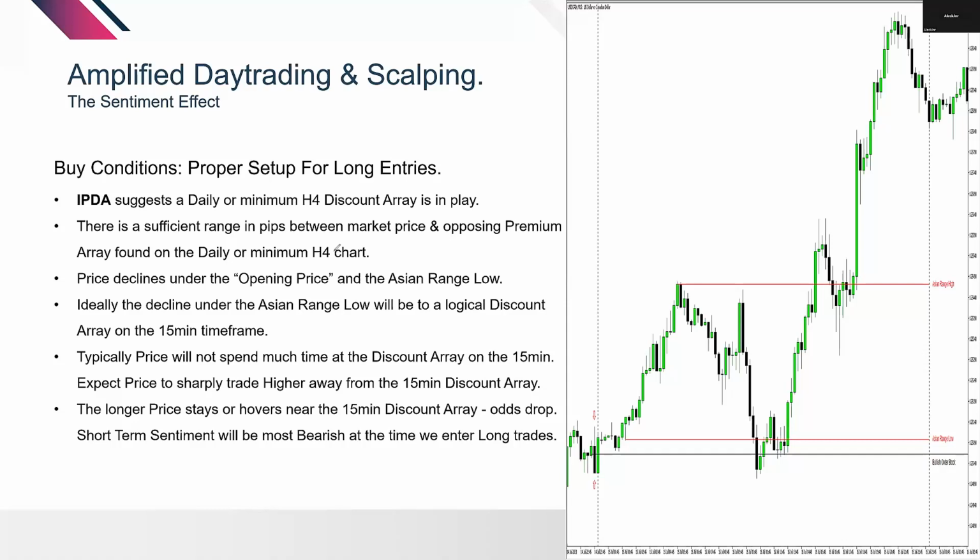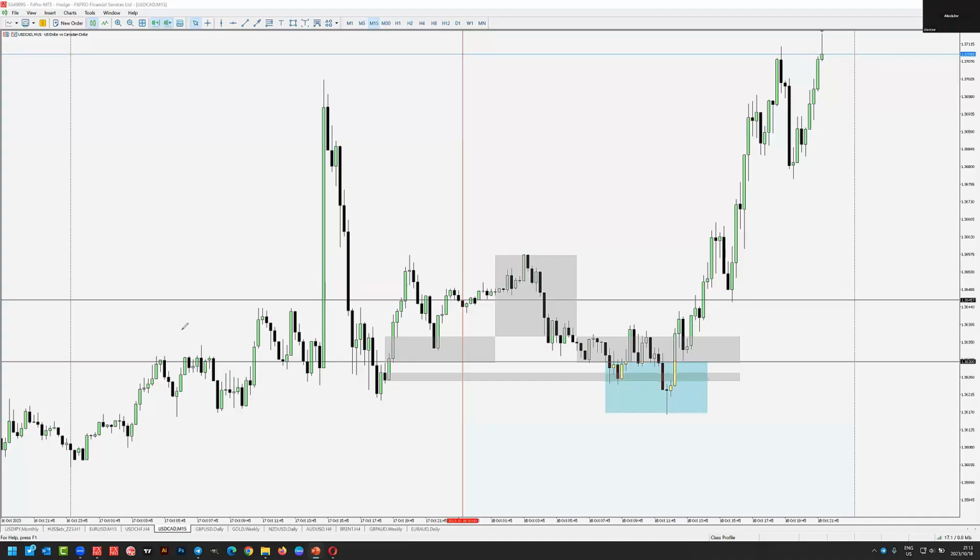Okay, so the proper setup for long entries: price declines under the opening price and the Asian range low. That's what we have been talking about now. Ideally, the decline under the Asian range low will be to a logical discount array on the 15-minute time frame. Let's go to USD CAD. The discount array will be to a logical, the decline below the Asian range low.